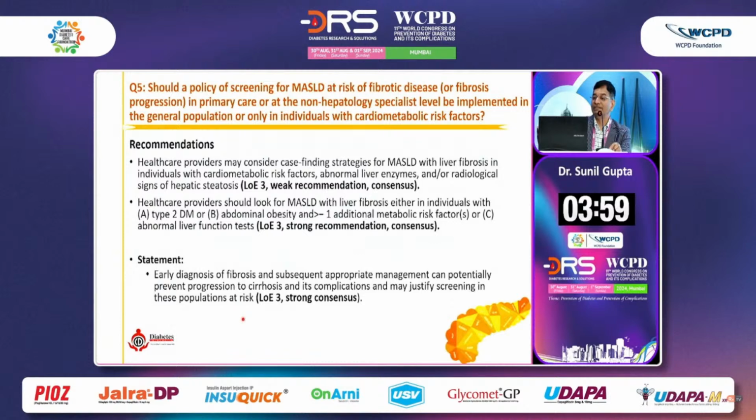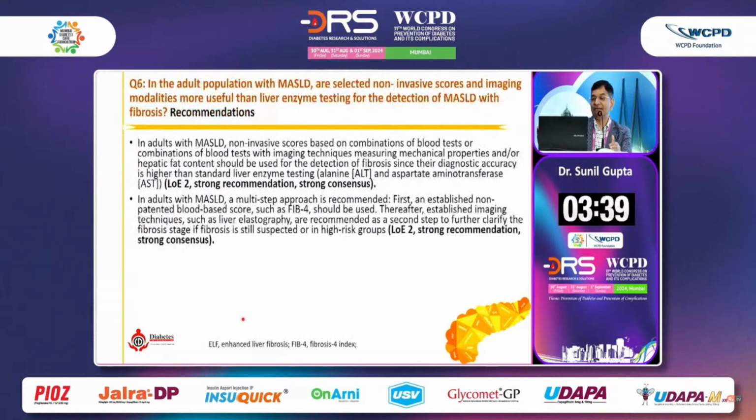Should there be a policy of screening for MASLD or fibrotic disease at the primary care level? It has been advocated that the diagnosis of fibrosis and subsequent appropriate management is important when the stage is F2 or F3 versus F3, F4. And that is why we should screen the population even at primary care level.